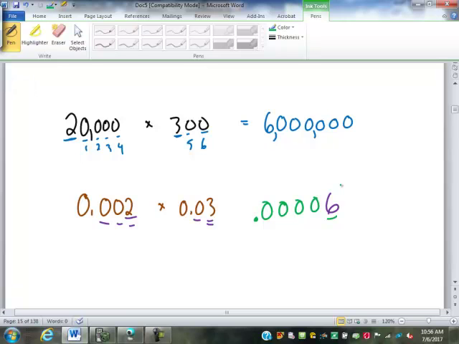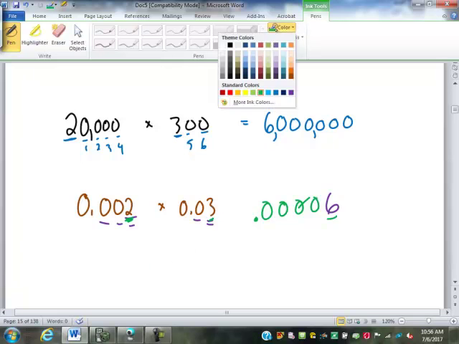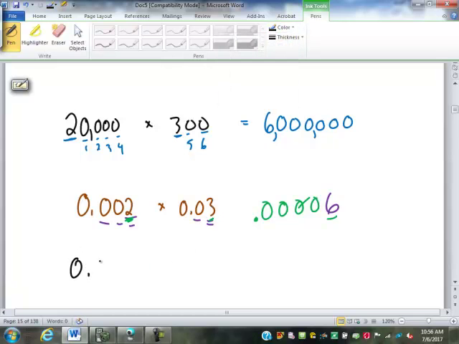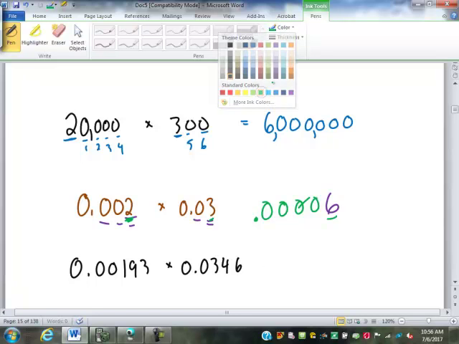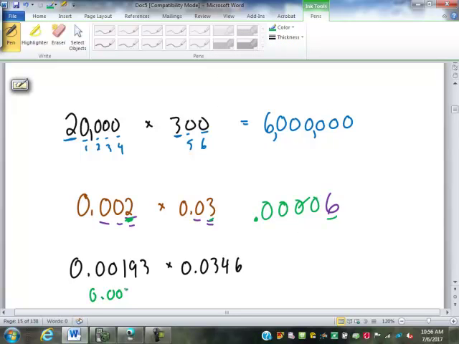So when I am multiplying, if I want to estimate, I can do exactly like what we did with our whole numbers. I just round it off to whatever the first non-zero digit is. If I have 0.00193 times 0.0346, I just round this to 0.002 times 0.03, and my estimate is 0.00006. Make sense?